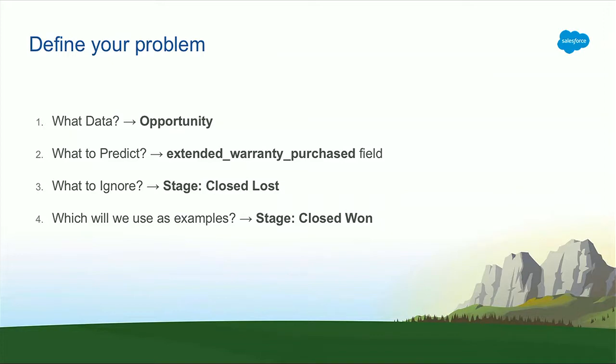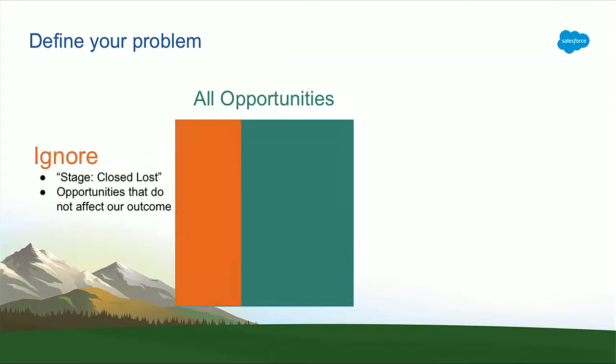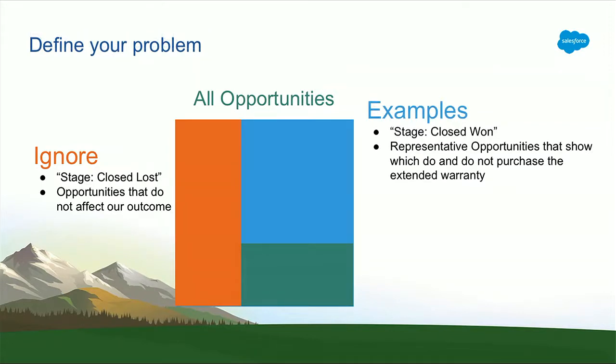So we want to use things that are in the stage closed one, meaning they completed successfully, so we can use those to see who's likely to buy this extended warranty purchase. So here we have all of our opportunities. Again, we're going to ignore things that are in the closed lost. For examples, we're going to use things that are in the stage closed one.